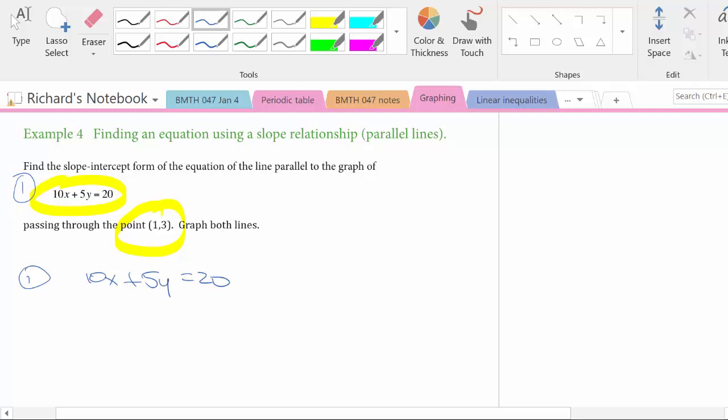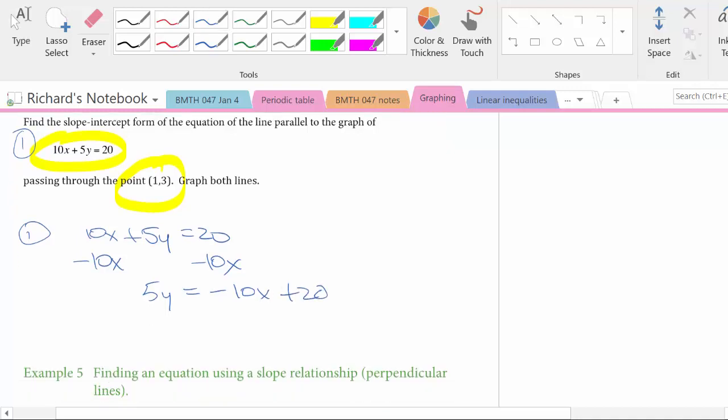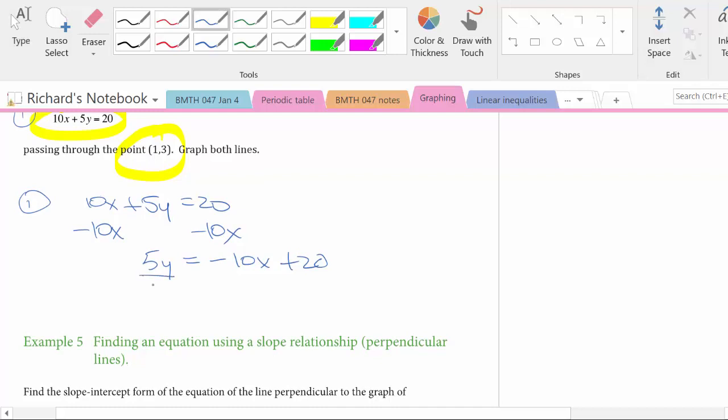I'm going to isolate for y, so I'm going to add the additive inverse of 10x to both sides, which is negative 10x. This results in 5y being equal to minus 10x plus 20. Next, I'm going to divide both sides by 5 to isolate for y. Everything divided by itself is 1, so I end up with y equals, well, minus 10x divided by 5 is minus 2x, and 20 divided by 5 is 4. So equation number 1 in slope-intercept form is y equals minus 2x plus 4.